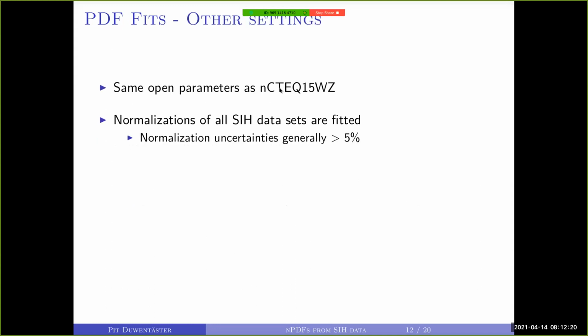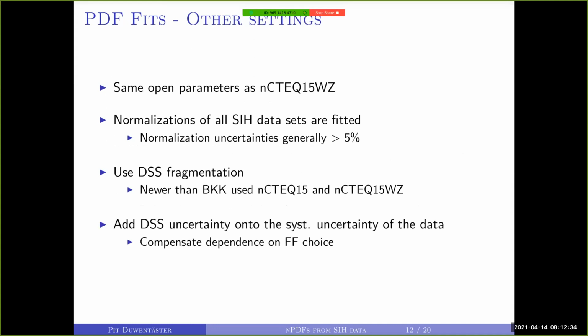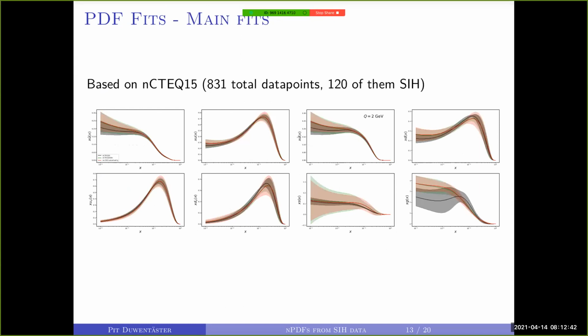We open up the normalization parameters for all the sets because they have large uncertainties. And we use DSS fragmentation, which is the one I was showing with uncertainties before. And we add these uncertainties onto the data systematic uncertainties to compensate for our fragmentation function choice. And this is the resulting fit based on nCTEQ15.